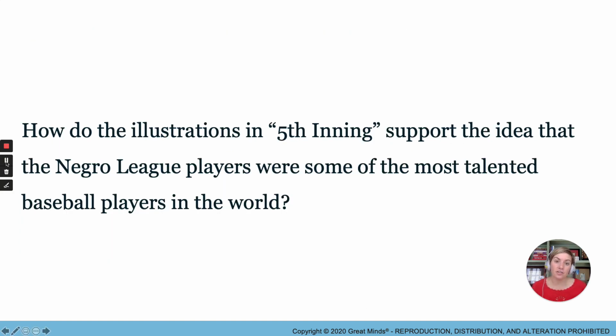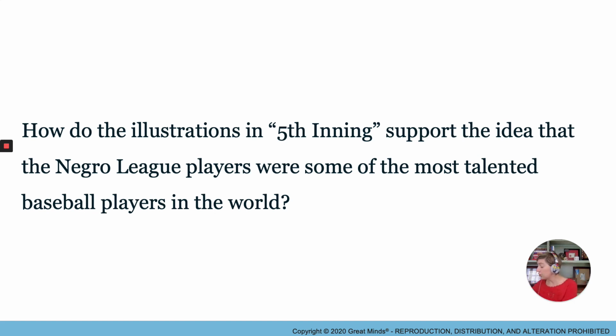We just discussed how talented the Negro League players were. They were truly some of the most talented baseball players of all time. As I said earlier in the arc, Nelson is an author as well as an illustrator. We are now going to look at some of the illustrations that he created that are in fifth inning, and we're going to see how Nelson uses these illustrations to support his main ideas.